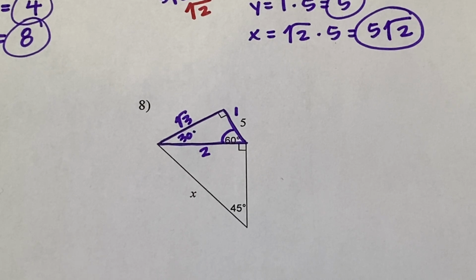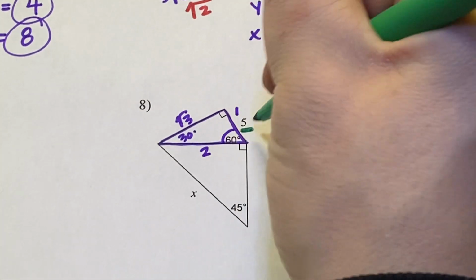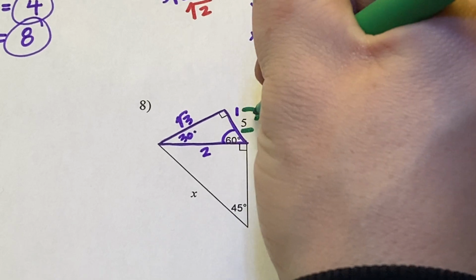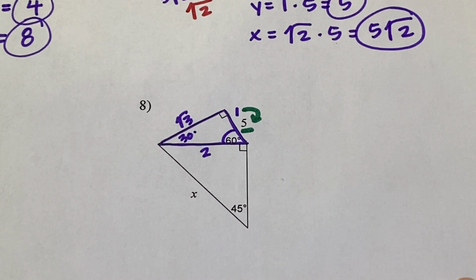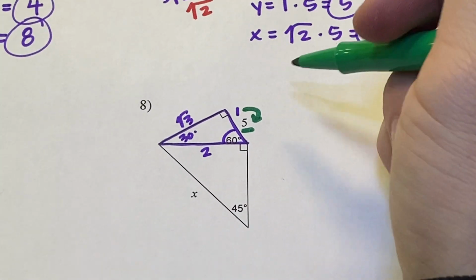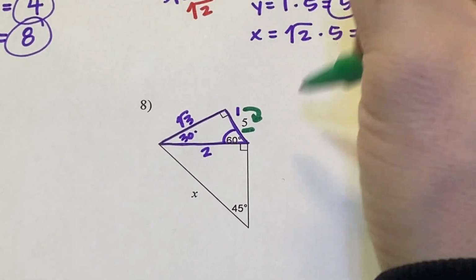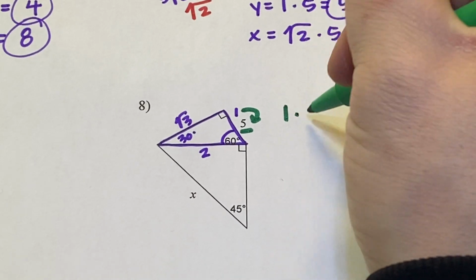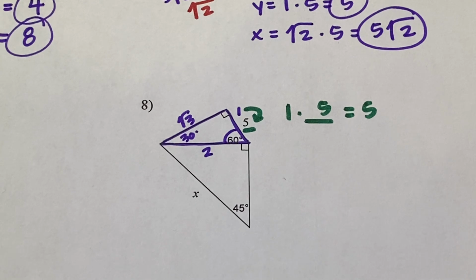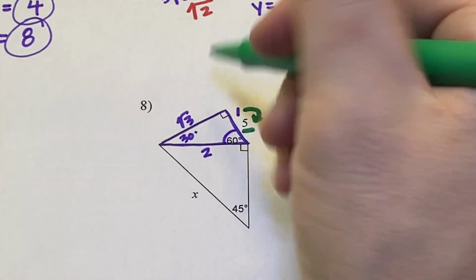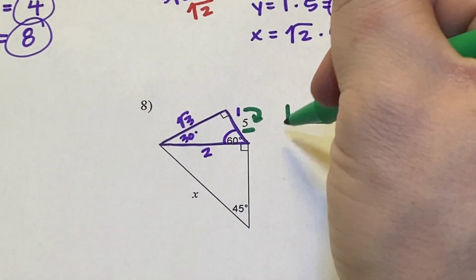Okay, but it had to change somehow. How did we go from 1 to 5? What did we multiply to 1 to get 5? 5. Perfect. So that means since we went from 1 to 5, we had to multiply by 5. Let's go ahead and find these other missing sides, even though they don't explicitly ask for it.